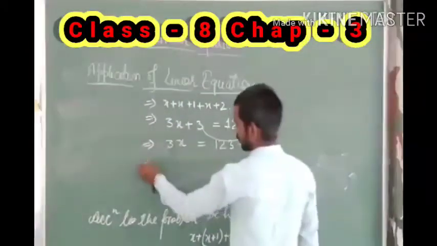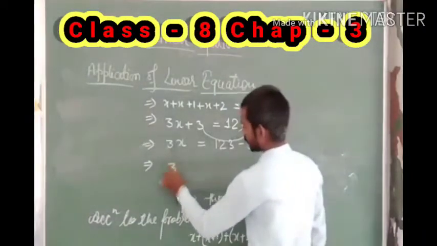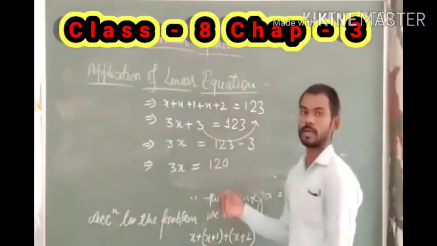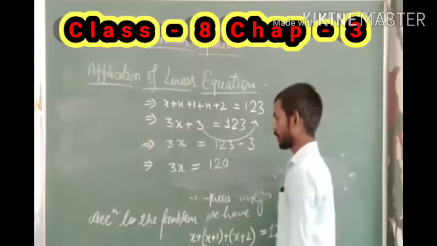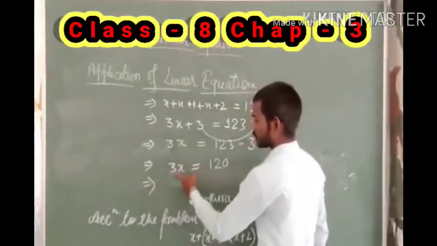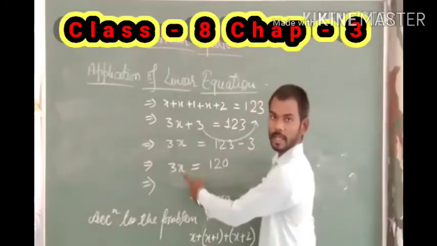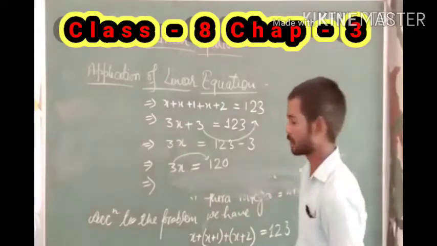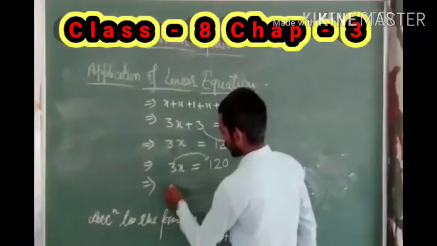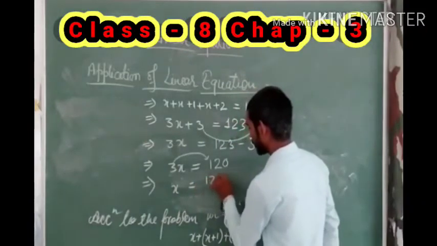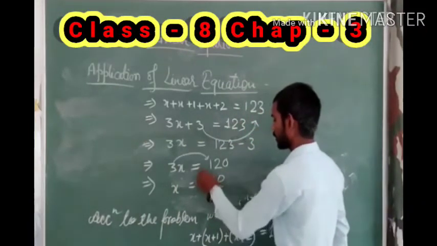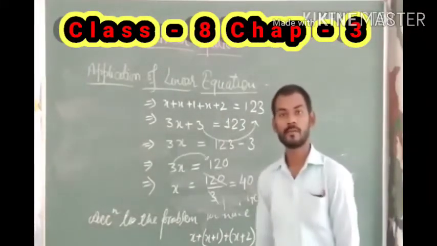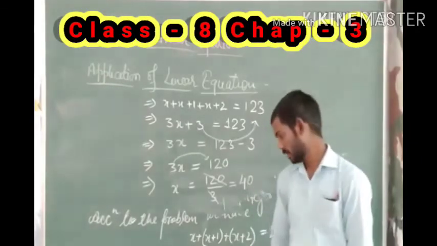Then we get 3x is equal to 120. 123 minus 3 is equal to 120, and this implies 3 is multiplied with x. So when 3 goes to the right side, it becomes divided. So we get x is equal to 120 upon 3. 3 1 is 3, 3 4 is 12, and we get 40. So the value of x is equal to 40.